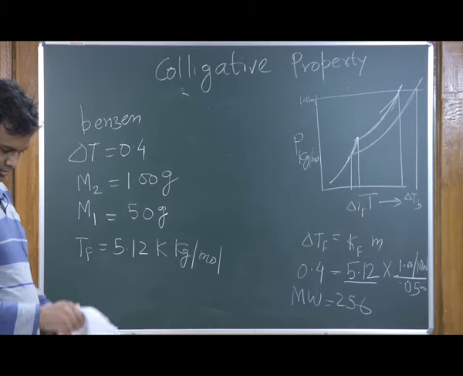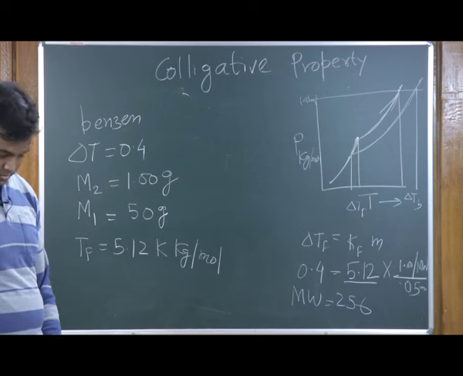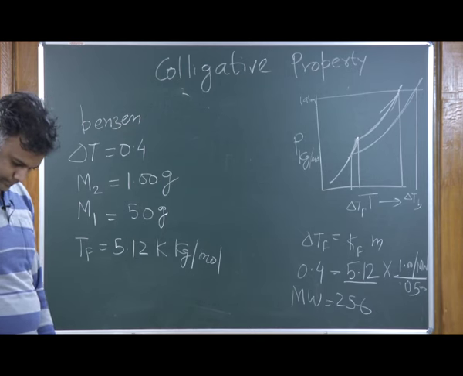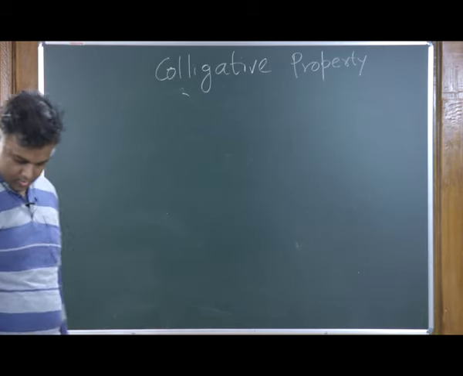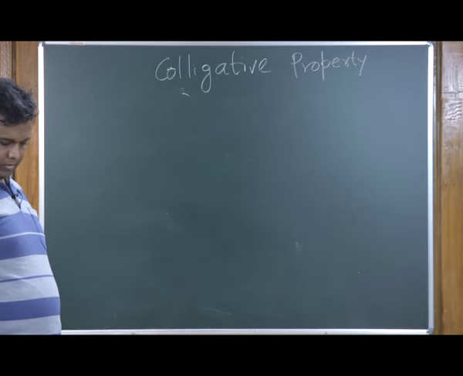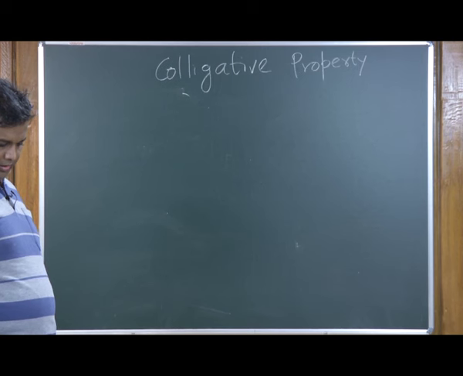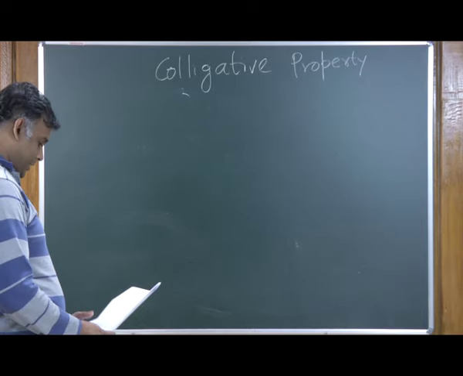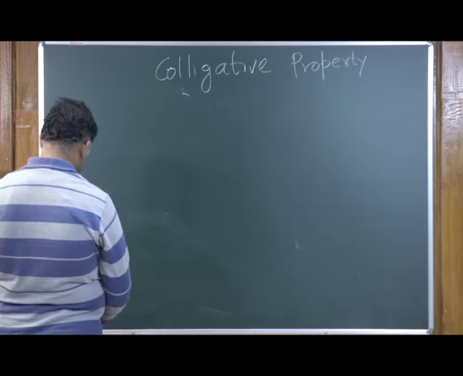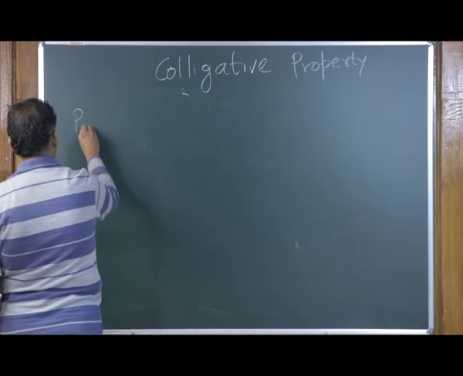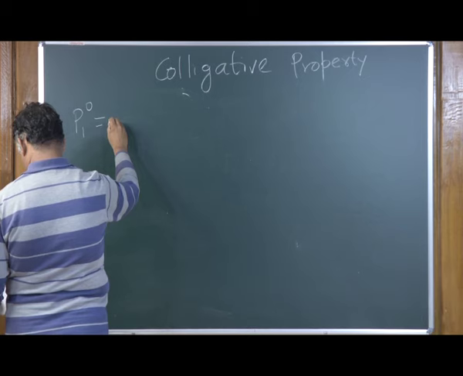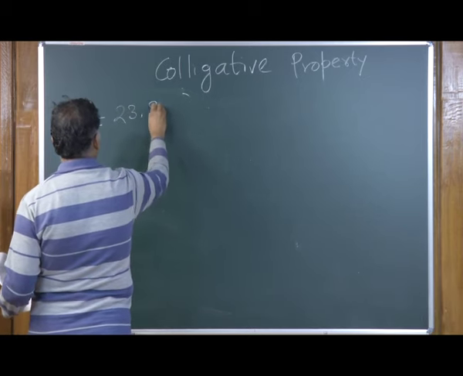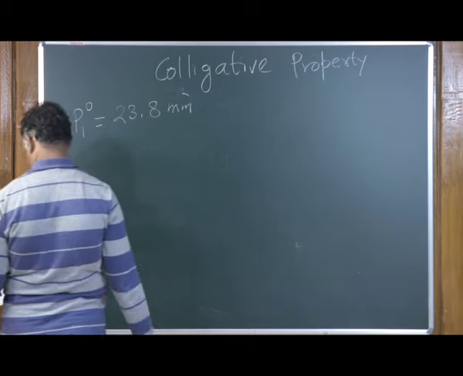Okay. So, let us do some more examples from in-text problems. Okay. Let me read the question. Vapor pressure of pure water at 298 Kelvin is 23.8 millimeter Hg. 50 gram of urea is dissolved in 850 gram of water. Calculate the vapor pressure of water for this solution and its relative lowering. Okay, so we are given vapor pressure of pure water at 298 Kelvin. So, P1 0 is 23.8 millimeter Hg.